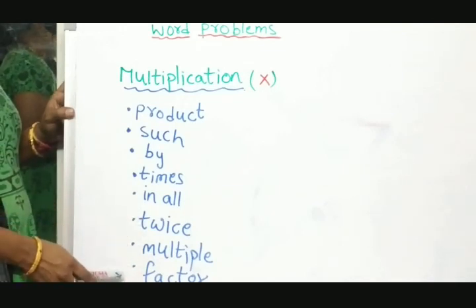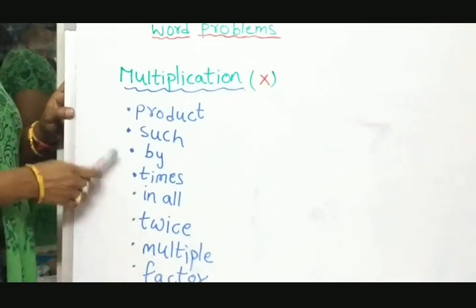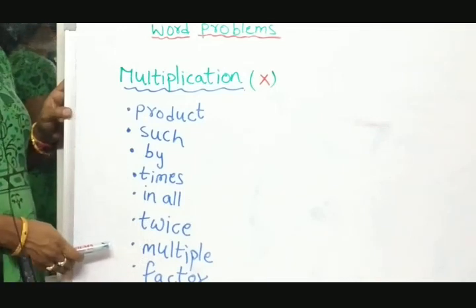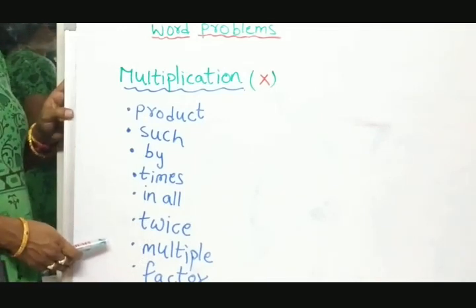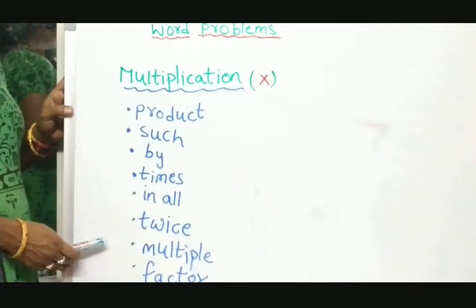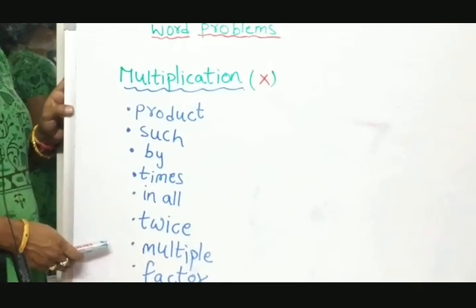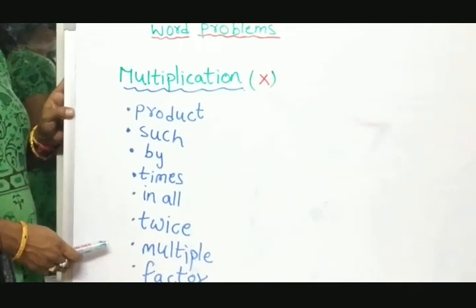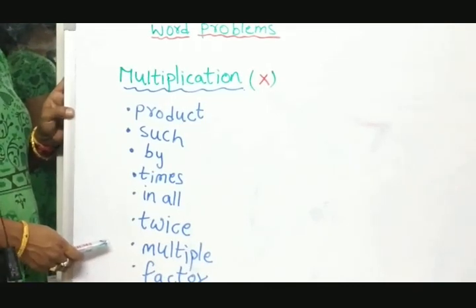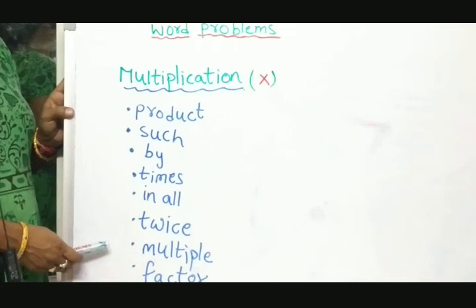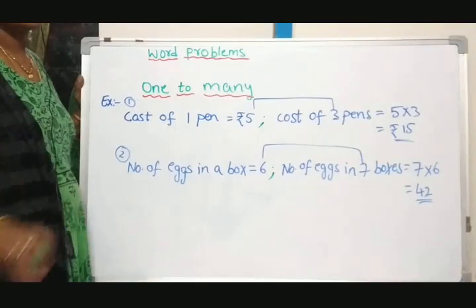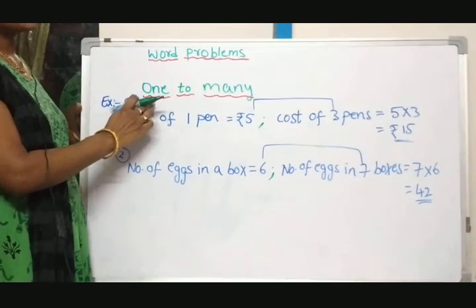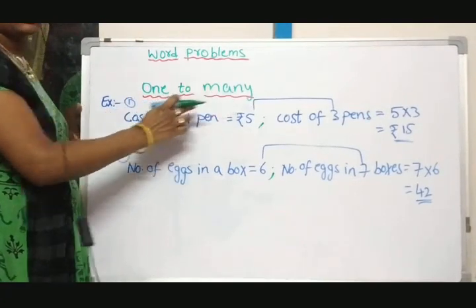Twice, multiple, factor. Though we learn some keywords, sometimes in a few story sums we may not find the keywords. We need to understand the story, read twice and find the operation. So to identify the operation for multiplication, I'll tell you a small technique. The technique is one to many.